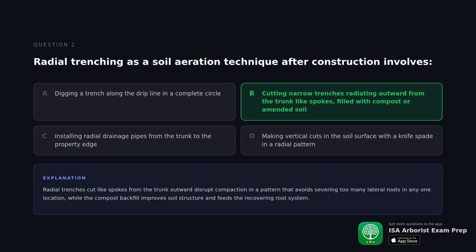The correct answer is cutting narrow trenches radiating outward from the trunk like spokes, filled with compost or amended soil. Radial trenches cut like spokes from the trunk outward disrupt compaction in a pattern that avoids severing too many lateral roots in any one location, while the compost backfill improves soil structure and feeds the recovering root system.